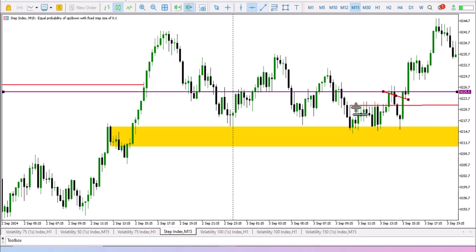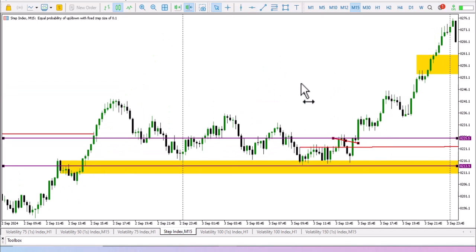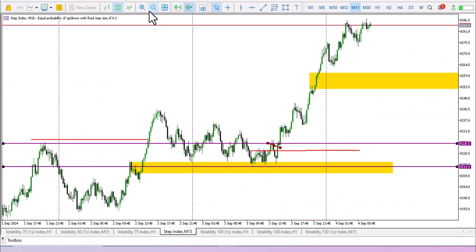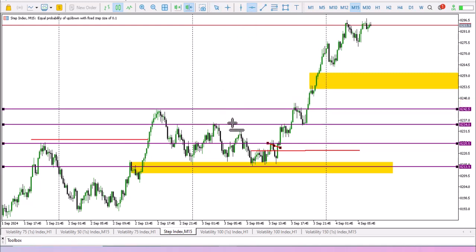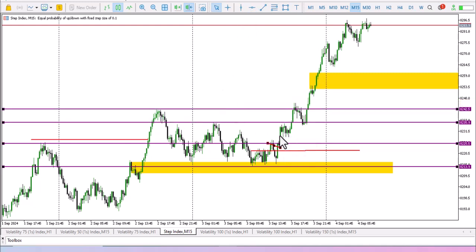And after doing that, your stop loss is going below there, and you are going to go for the next high, which is this one, or you're going to go for this one, depending on how you want to trade and depending on how much money you have in your account.